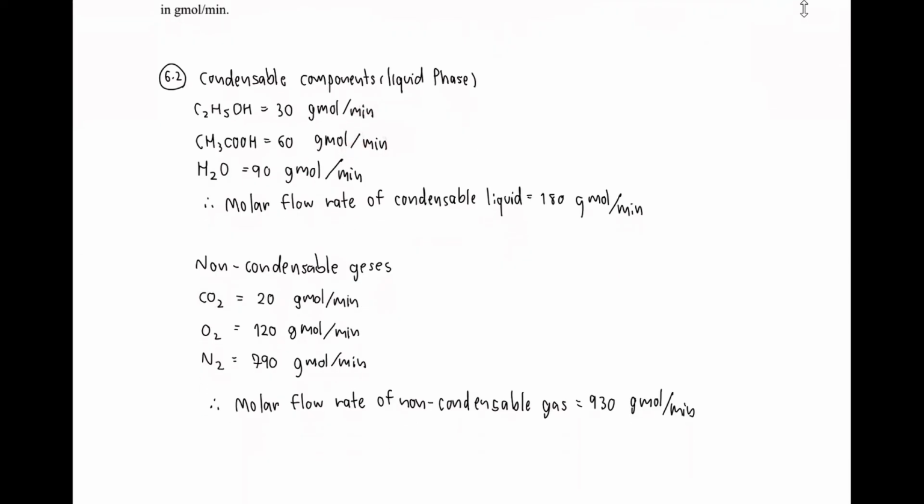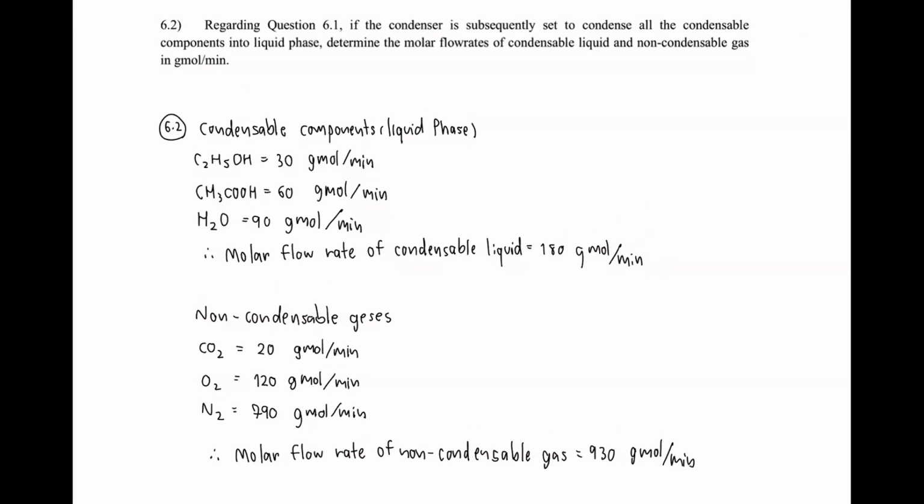And for non-condensable gases, we have CO2, oxygen, and nitrogen. CO2, we have 20 gram mole per min, oxygen, 120 gram mole per min, and nitrogen, 790 gram mole per min. So the molar flow of non-condensable gases is 930 gram mole per min. So here is the final solution. Thank you for listening.